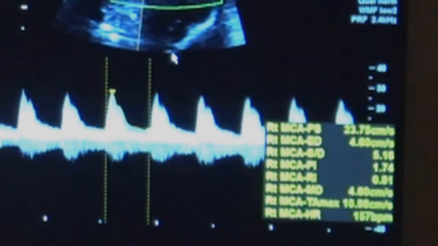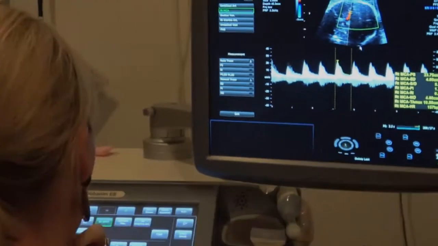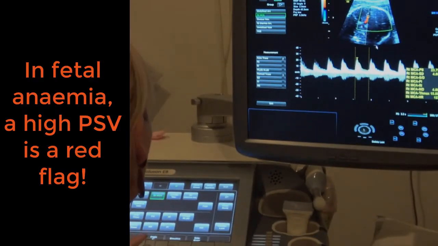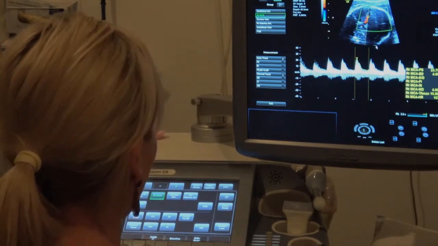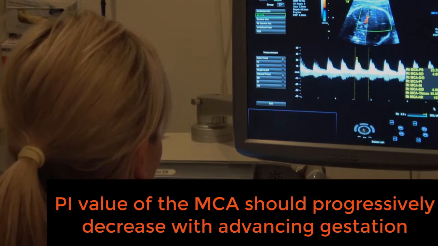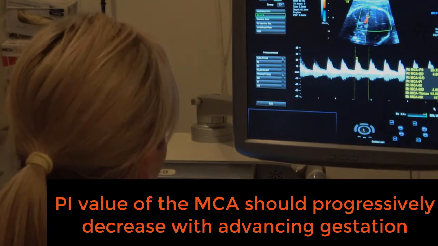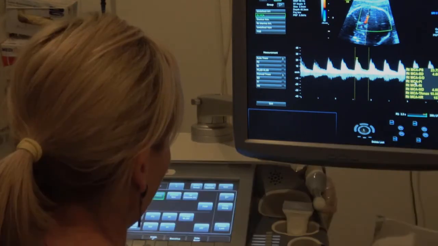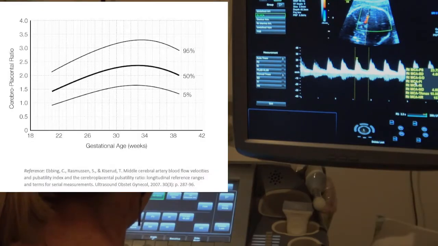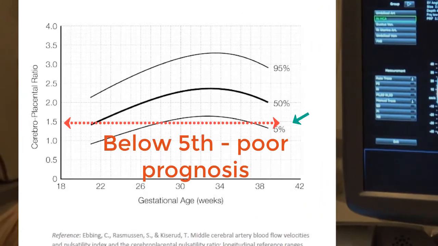If you've got a baby that's suspicious for anemia, or somewhere where you're expecting the velocity of the blood to be higher, with the MCA you can check the PSV. But we use the MCA PI and the CPR, the cerebroplacental ratio, where we use the PI of the MCA and compare it with the PI of the umbilical artery. That's the best independent indicator that we have of fetal prognosis, or poor outcome.